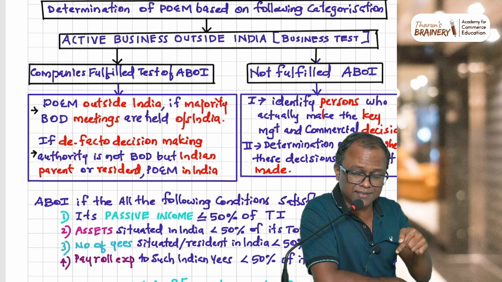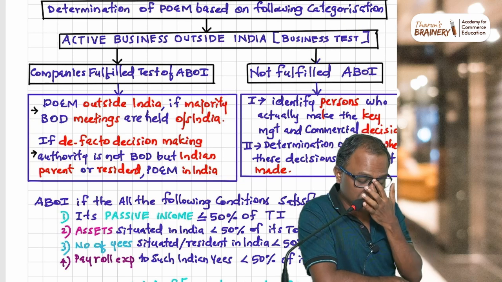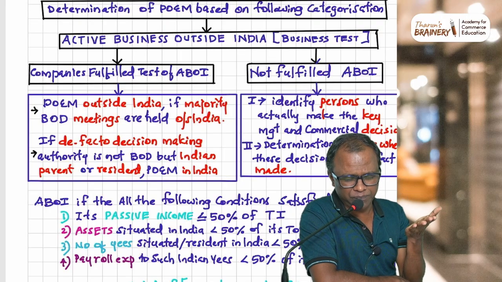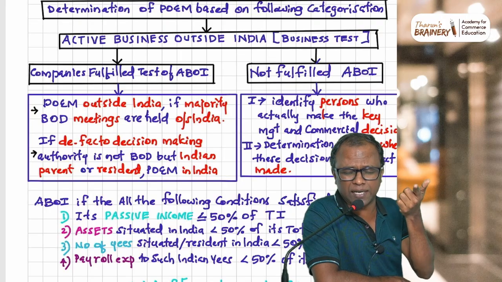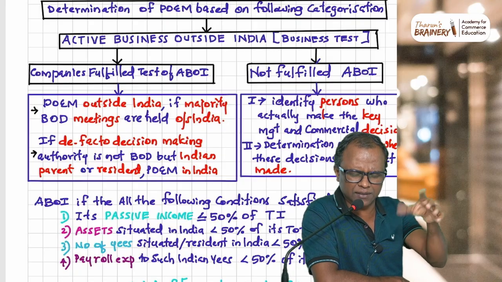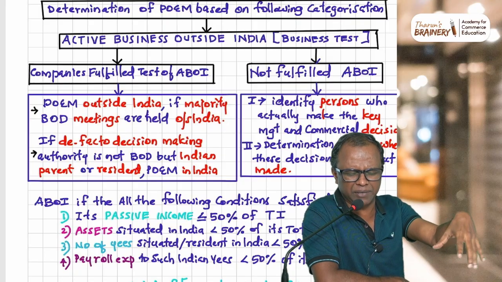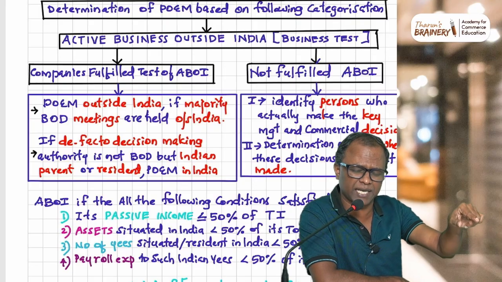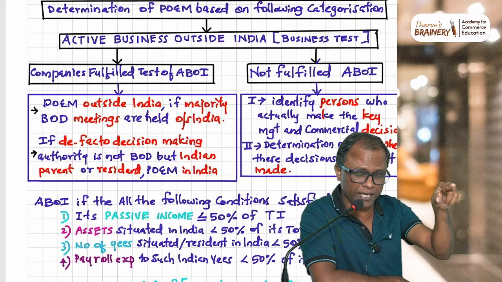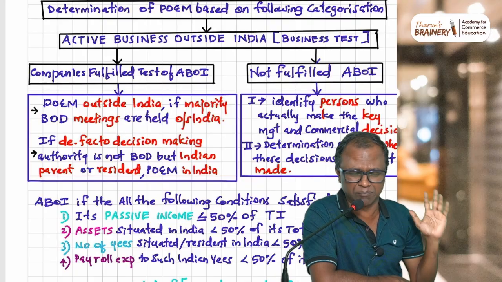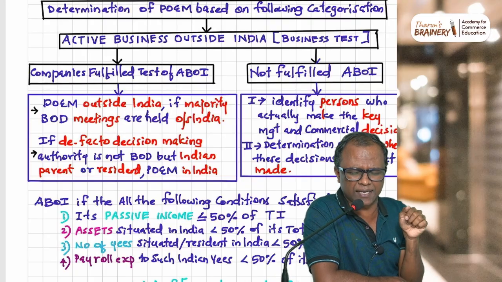But in that case, there is an exception. Sometimes all these four tests are satisfied, active business outside India, but that foreign company has a parent company in India. So the foreign company, the subject, the present company we are selecting to find out the residential status, is a foreign company. But that foreign company has an ultimate parent company or holding company. That holding company is actually located in India, or it is a resident company. So the Indian company is the parent company.